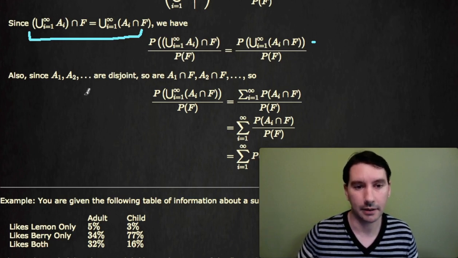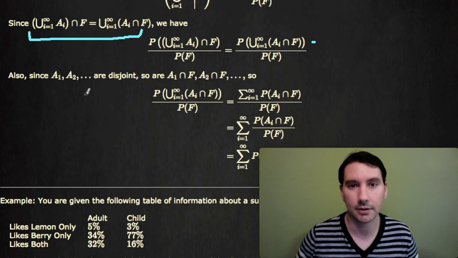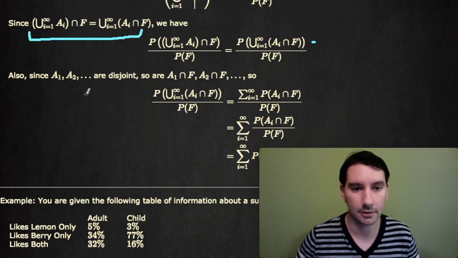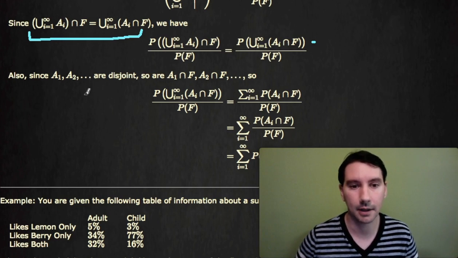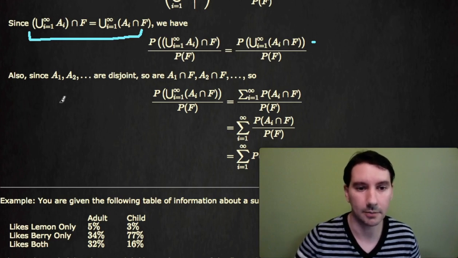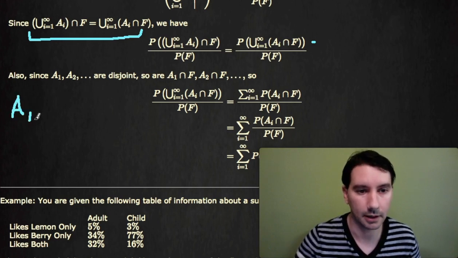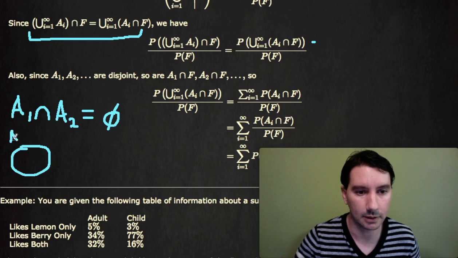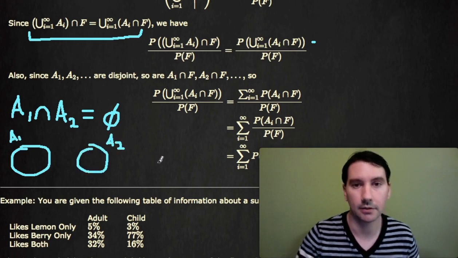And A1, A2, A3, and so on is a sequence of disjoint sets, right? That's what the claim is on a probability, is that the probability of the union of disjoint sets is the sum. And that means that their intersections are all empty, right? So for example, A1 intersect A2 is empty. And if we were to draw pictures of that, that means like A1 would be here and A2 would be here. Well, now we're intersecting all these sets with F.